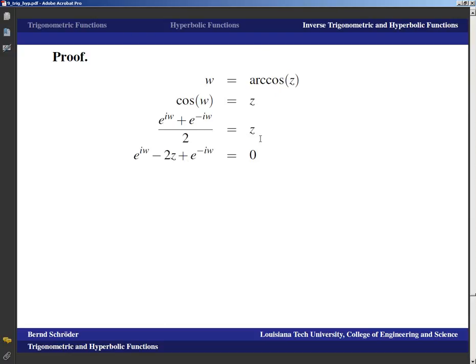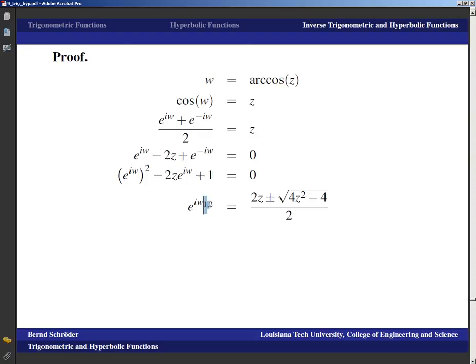Okay, so we multiply by 2, bring that over, we get e to the iw minus 2z plus e to the negative iw equals 0. If we now multiply with e to the iw, we get e to the iw squared minus 2z e to the iw plus 1, and that's a quadratic in e to the iw, which means we can solve that with the quadratic formula. We get e to the iw equals negative b, 2z, plus minus square root of b squared, 4z squared, minus 4ac.